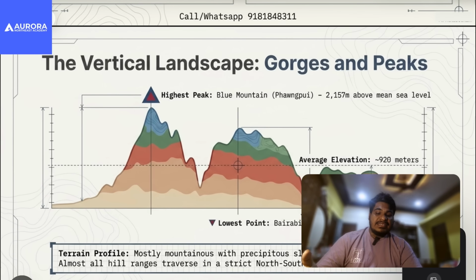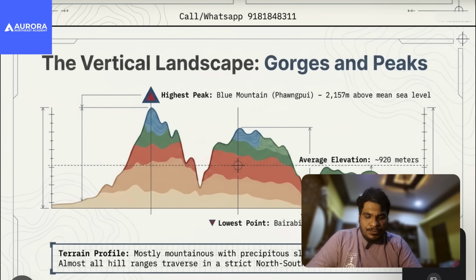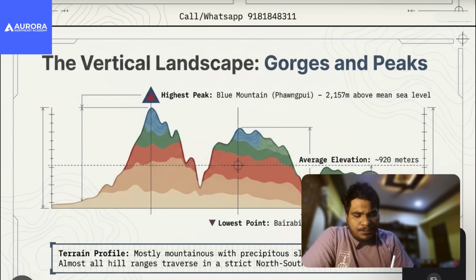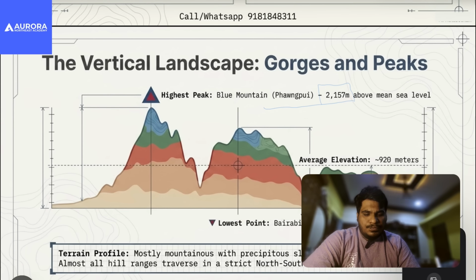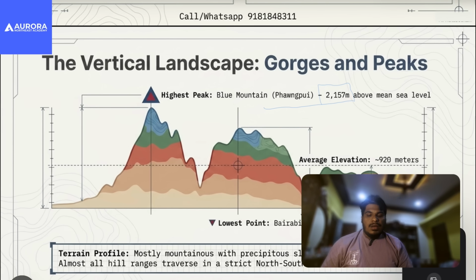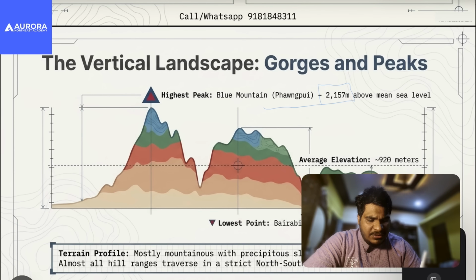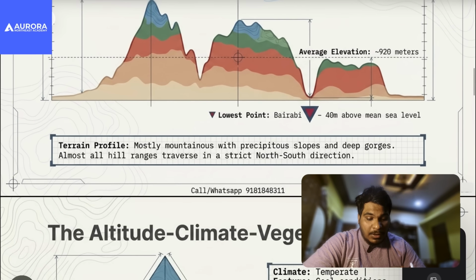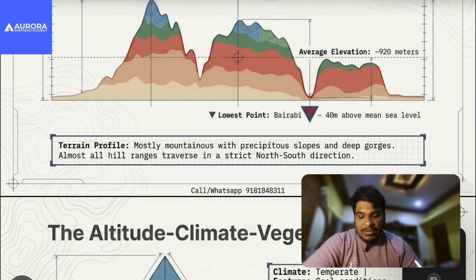Now the vertical landscape, the gorgeous peaks of Mizoram. The highest peak is the Blue Mountain, the Phawngpui Hill. The height is around 2157 meter above sea level. You have to be thorough, because these are not political details but physical details of the state of Mizoram: the mountains, the rivers, the highest point, elevation, soil, climate. Coming to average elevation, you need not remember this 920 meter, but remember the lowest point, which is Bhairabi, about 40 meter above mean sea level.